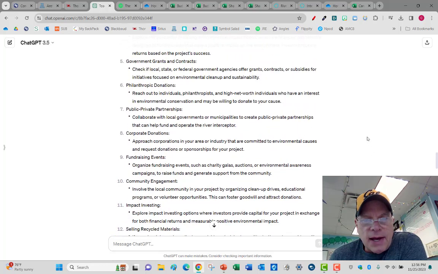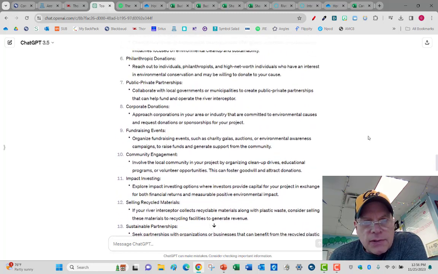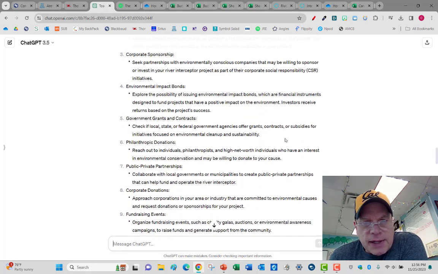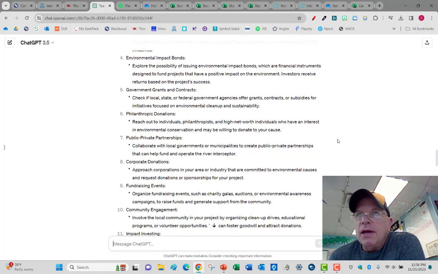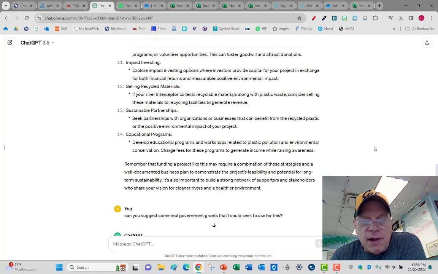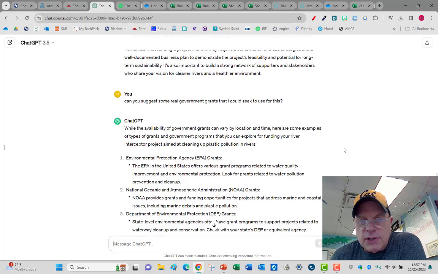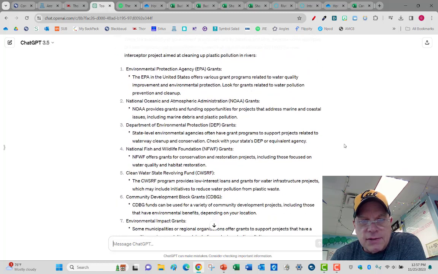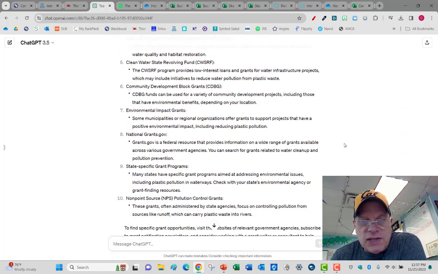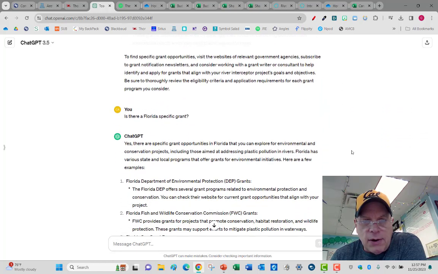One of the best ideas I saw here was government grants, because I think local governments, all governments, but especially local governments, would be interested in cleaning up their area rivers. And so I had a follow-up question for AI. I said, can you suggest some real government grants that I could seek to use for this? And it gave me a bunch of ideas. One of them was state-specific grants. And so I asked, is there a Florida-specific grant?